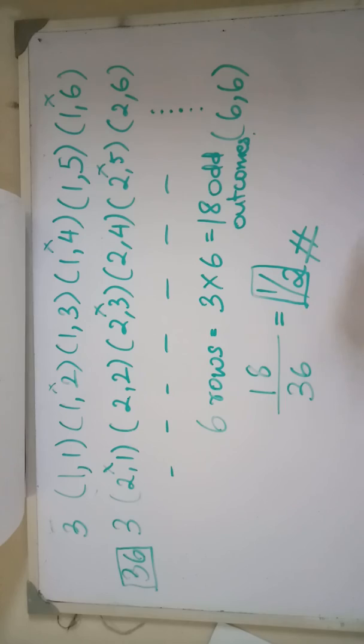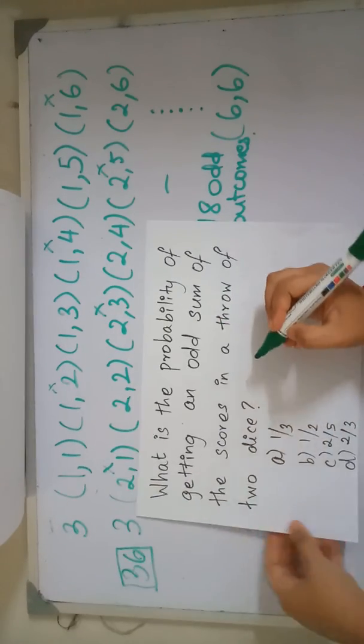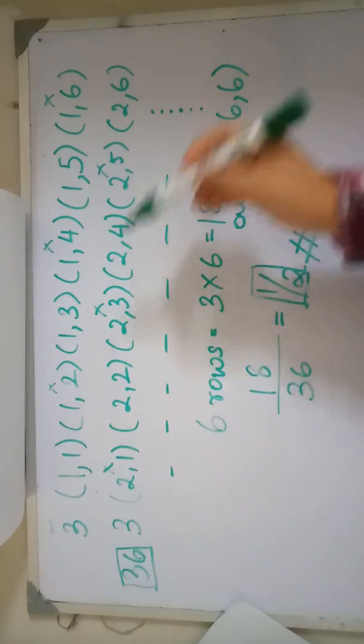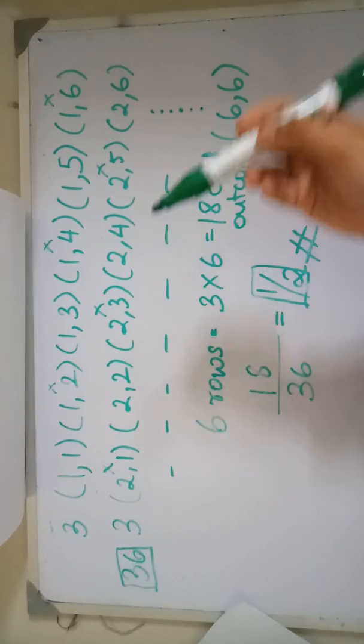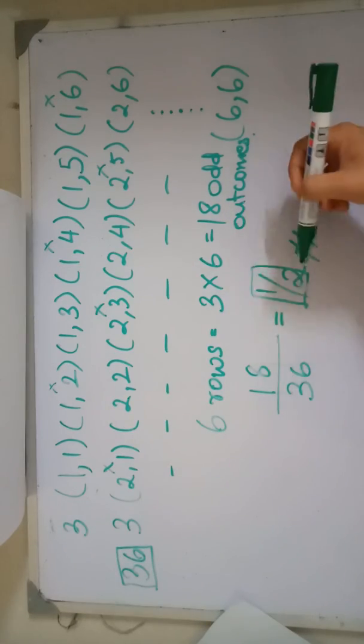Now if the question asks you for the probability of getting an even sum of the scores, the same can be done, because we know that 3 of the row are odd, so the remaining 3 should be even, and we can multiply it by 6 rows. We'll get 18 even outcomes, and the answer will be the same.